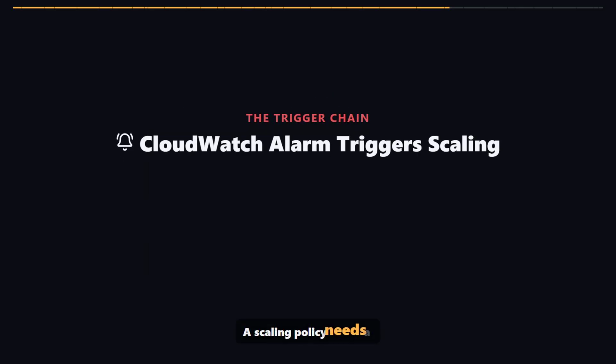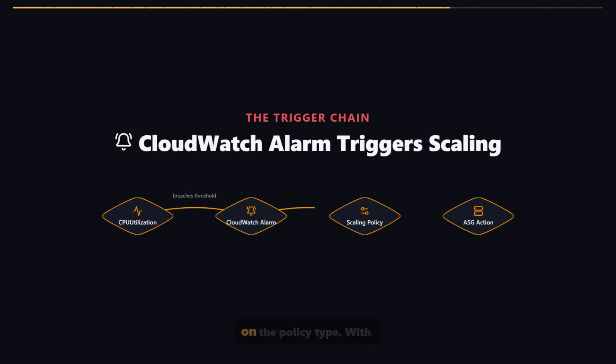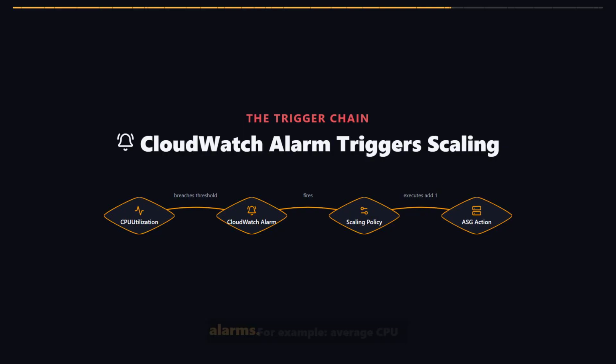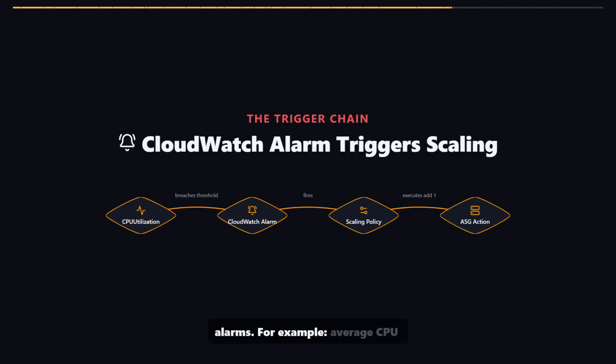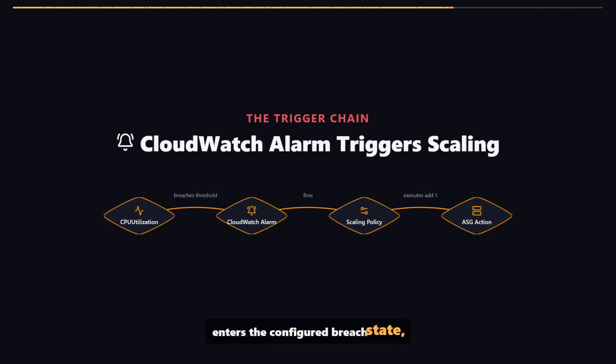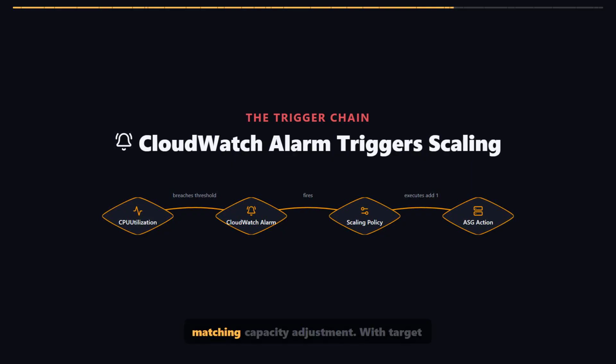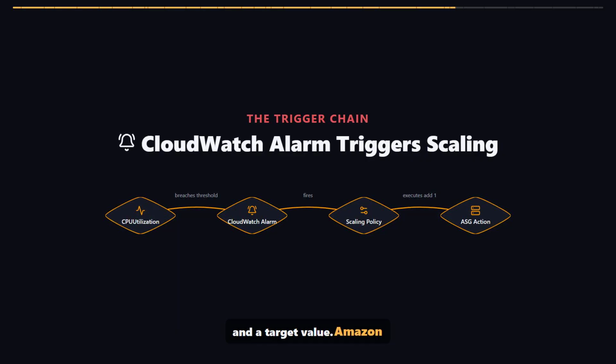A scaling policy needs a signal, but the signal depends on the policy type. With step scaling, you create CloudWatch alarms. For example, average CPU remains above 70% for 5 minutes. When the alarm enters the configured breach state, the step policy applies the matching capacity adjustment. With target tracking, you choose a metric and a target value. Amazon EC2 Auto Scaling creates and manages the CloudWatch alarms that help keep the metric near that target.